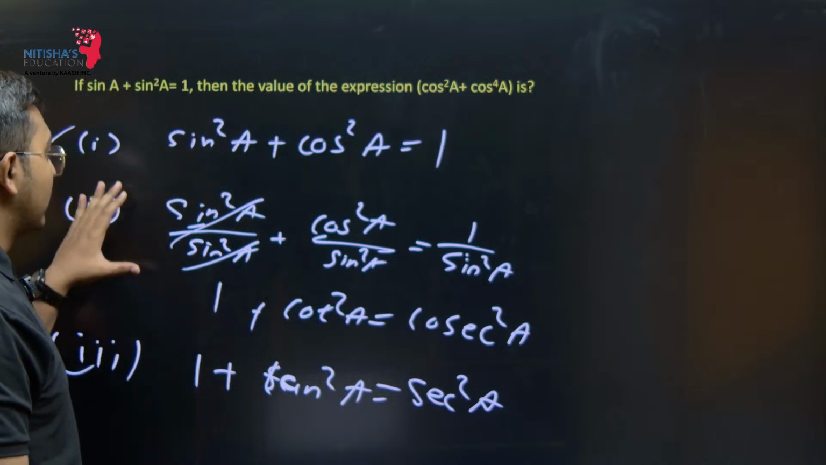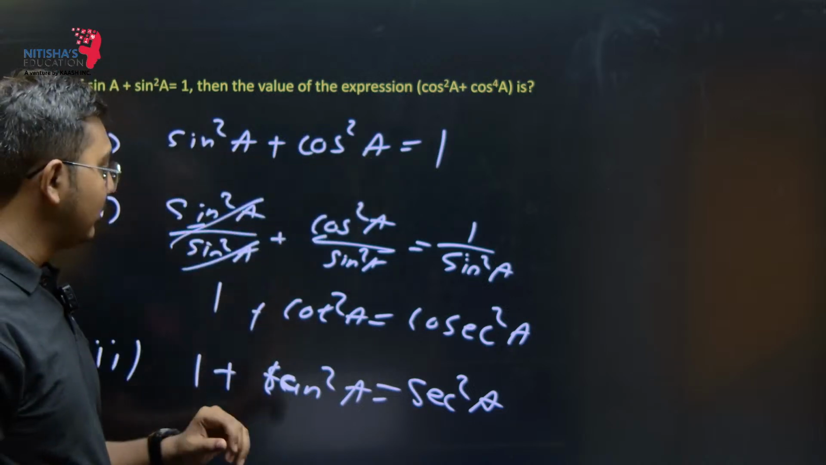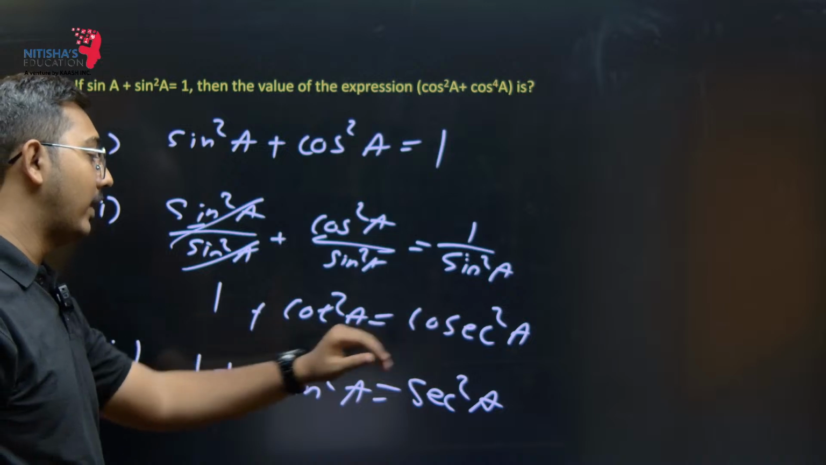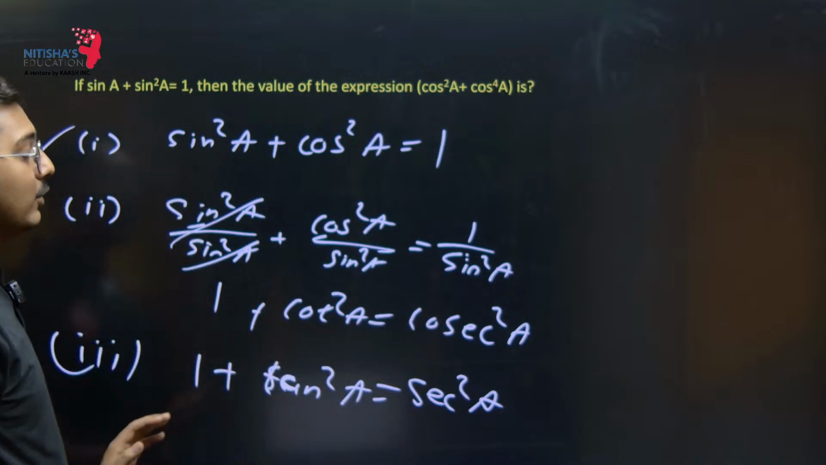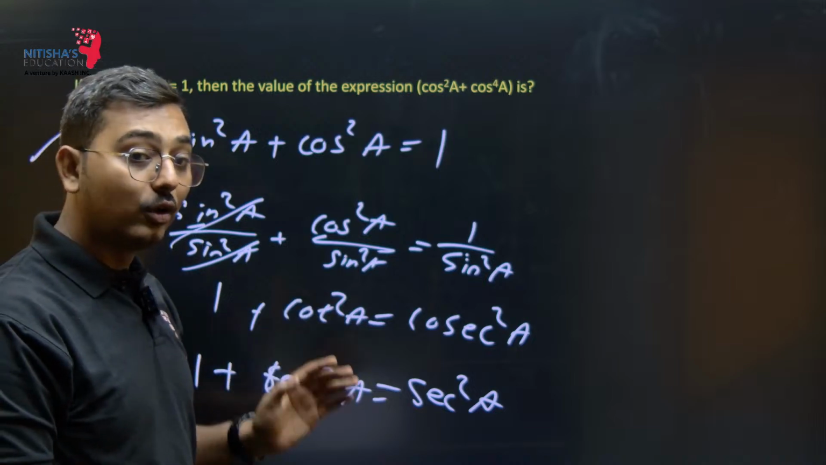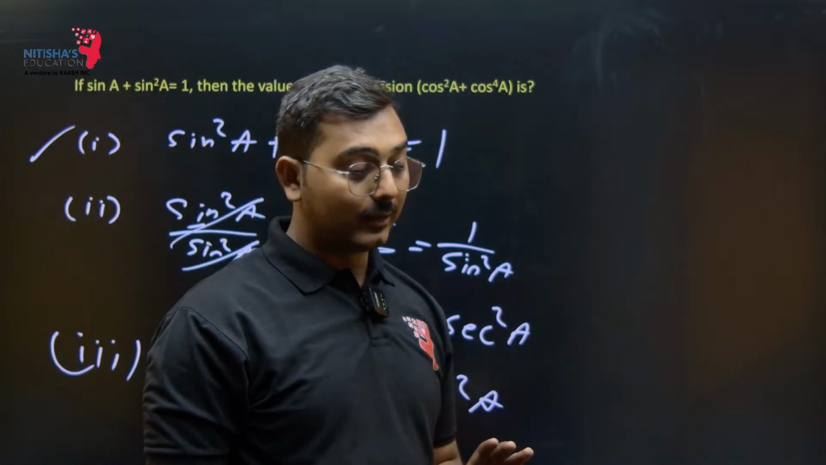Okay. So sin square A plus cos square A is equal to 1, 1 plus cot square A is equal to cosec square A, and 1 plus tan square A is equal to sec square A. Using these three formulas, you will be able to solve the prove-that questions.